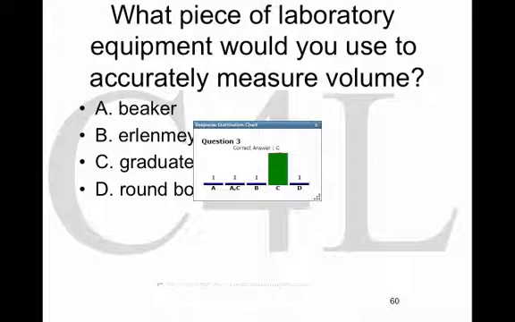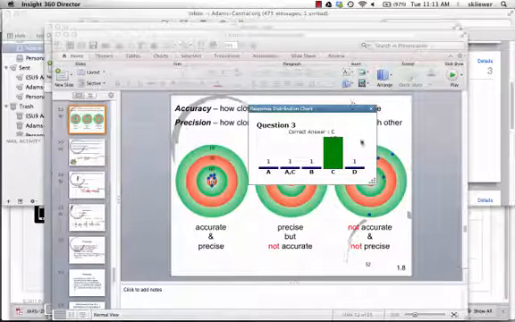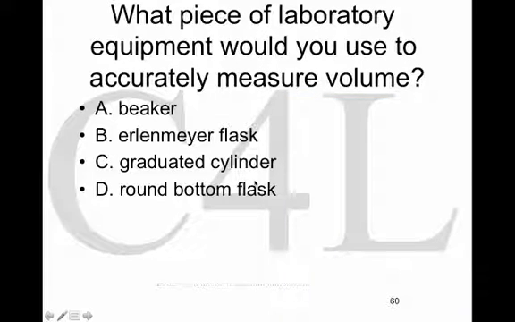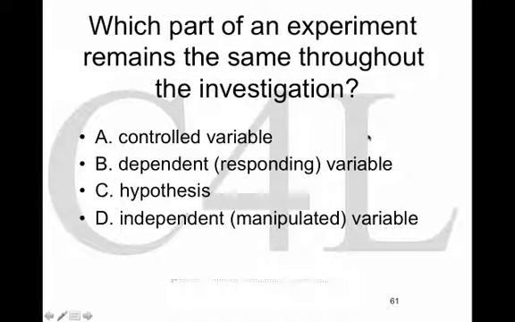An Erlenmeyer flask really has no way of showing a volume. And then a round bottom flask has no volume either. We don't ever use a round bottom flask. The only other thing that you could use other than a graduated cylinder is a volumetric flask, the ones with the really skinny necks, but they can only measure one volume. It doesn't have the graduations like a cylinder. Next one.